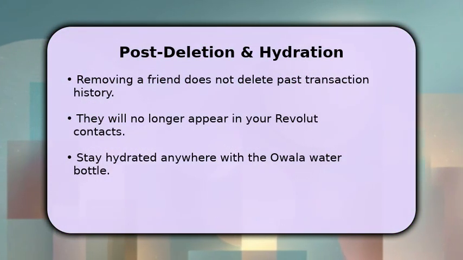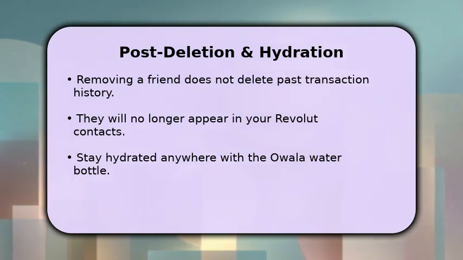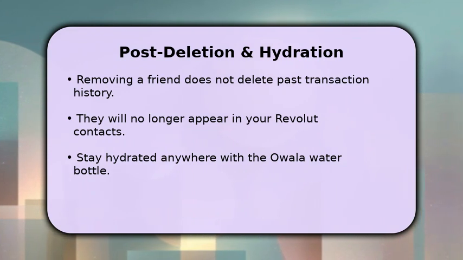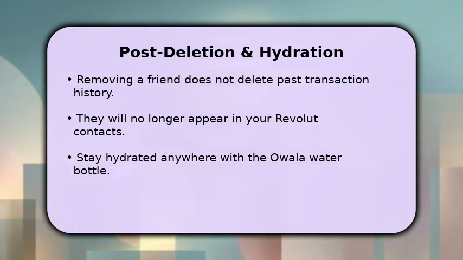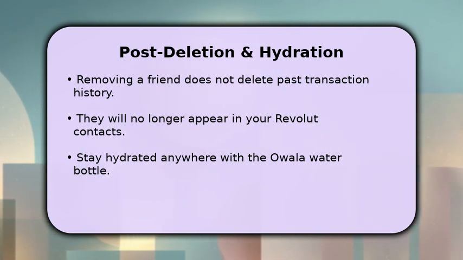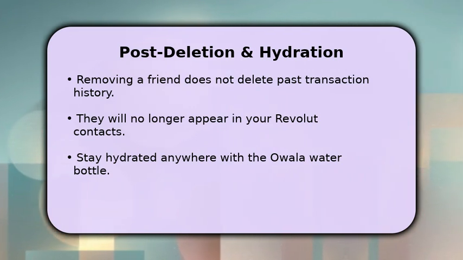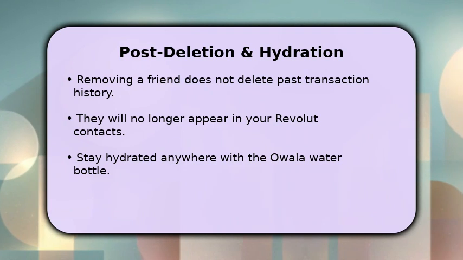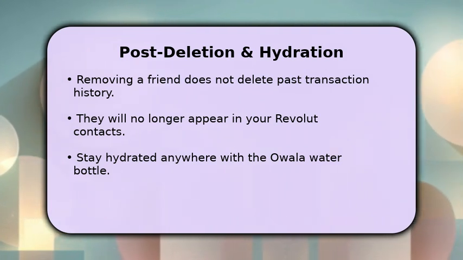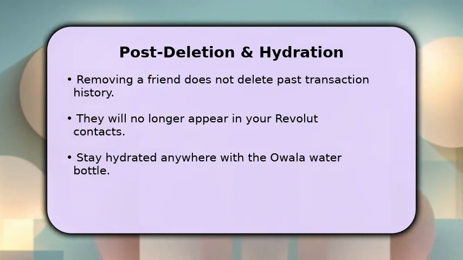It's important to note that deleting a friend from Revolut only removes them from your contact list. It does not erase any past transaction history you've had with them. They simply won't appear as a suggested contact for future payments. If you ever need to add them back, you can do so by sending them money or using their Revolut tag.